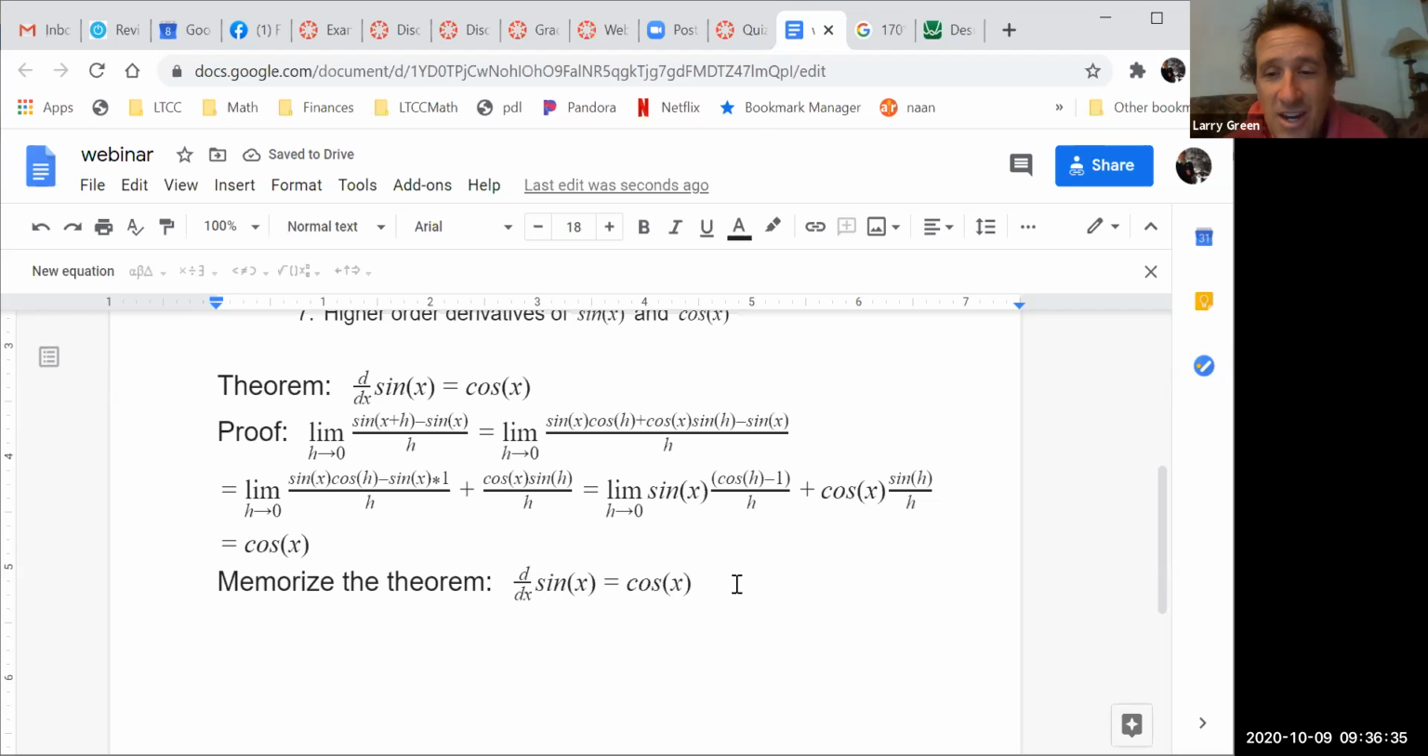But the derivative of the sine of x is the cosine of x. I will let you know that the memorization gets harder next quarter, because all of a sudden you have to do everything backwards and you got all these minus signs that are switched and stuff. This quarter's not so bad.